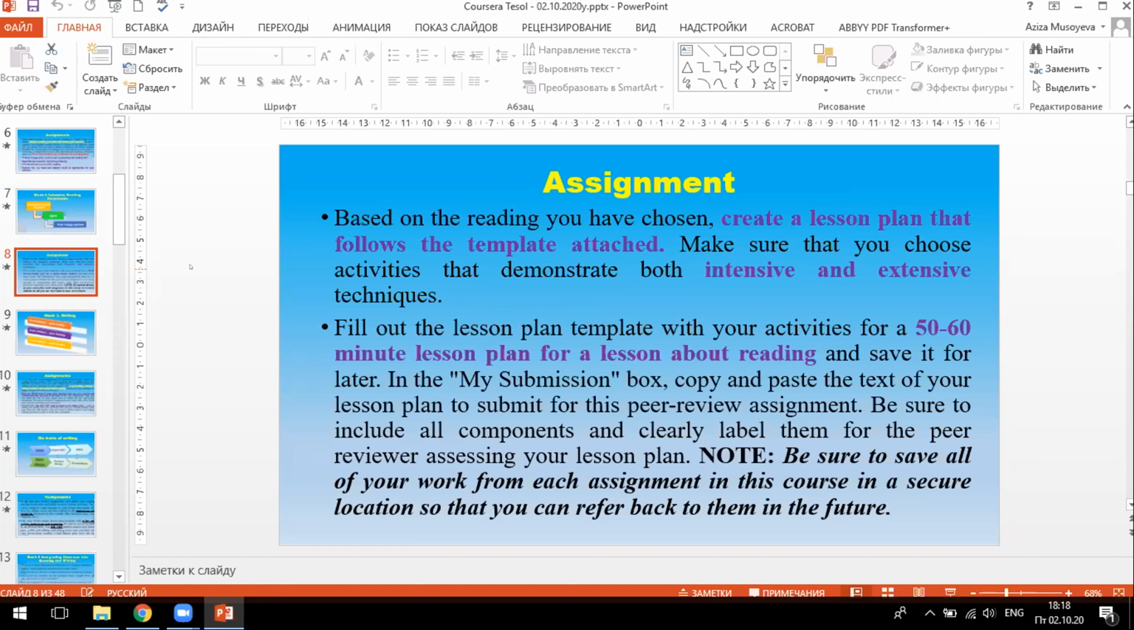But make sure that you save all of this, because they ask you in capstone project 2 for the lesson plan plus a video of this lesson plan.